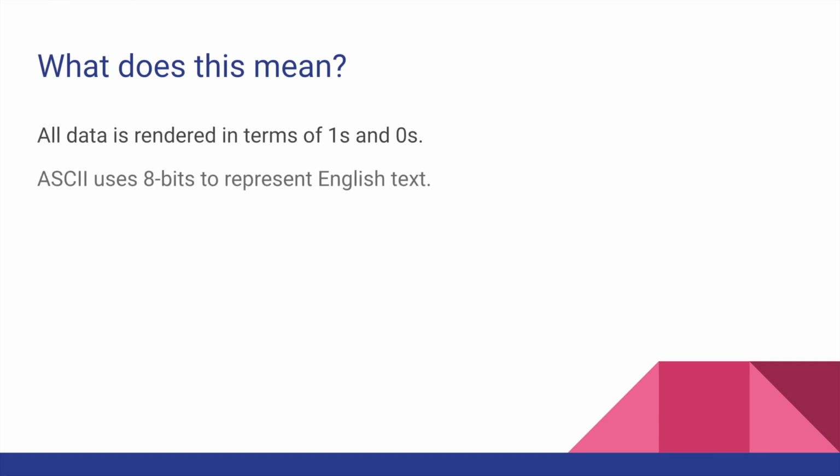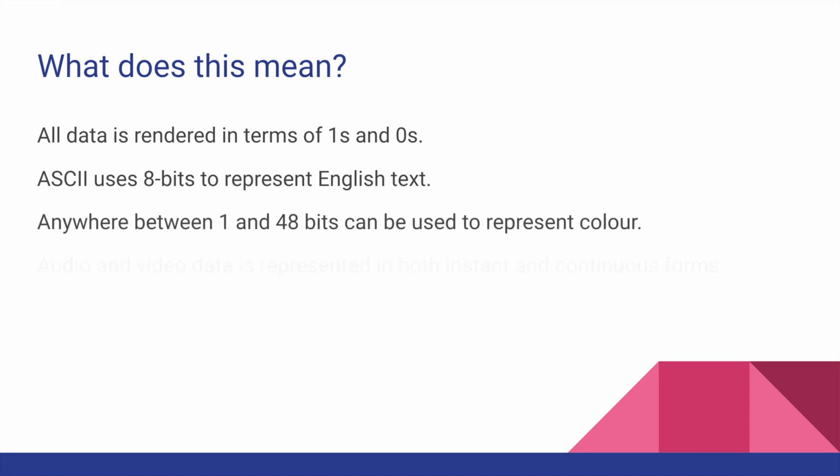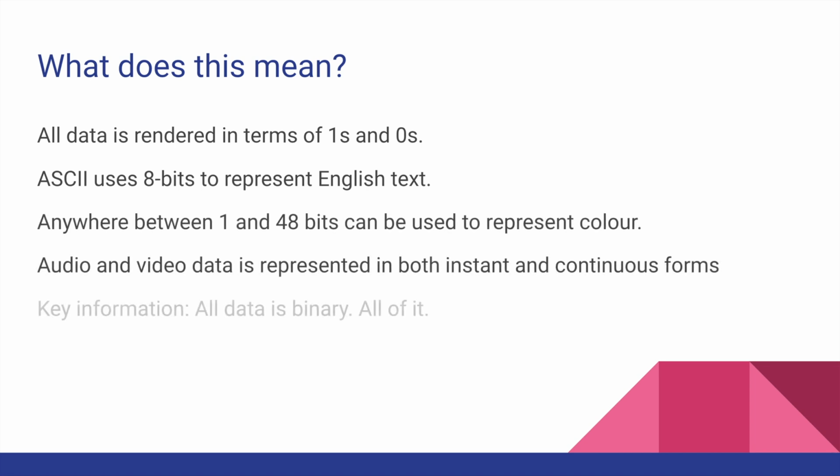Well, all data is rendered in terms of ones and zeros. So text-based data is ASCII, or one form is ASCII, uses 8 bits to represent English text, and that's an important word there, English. We'll come back to that. We can use anywhere between 1 and 48 bits of data to represent colours in a pixel. Audio and video data represents in both instantaneous and continuous form using ones and zeros. We hear about 16-bit audio or 256 kilobit audio streams as both instantaneous and continuous. Anyway, the short form of that is all data is binary, all of it.